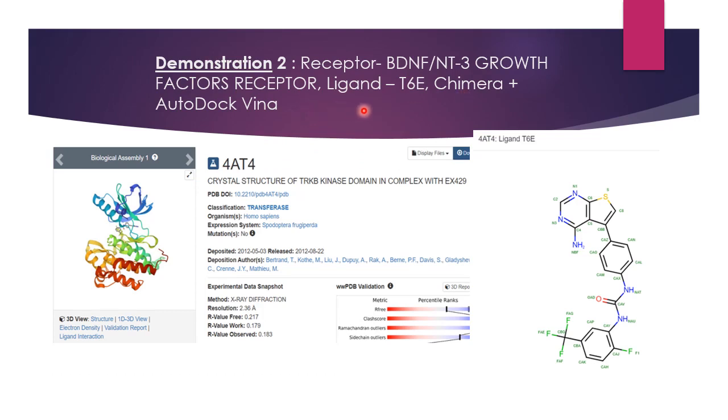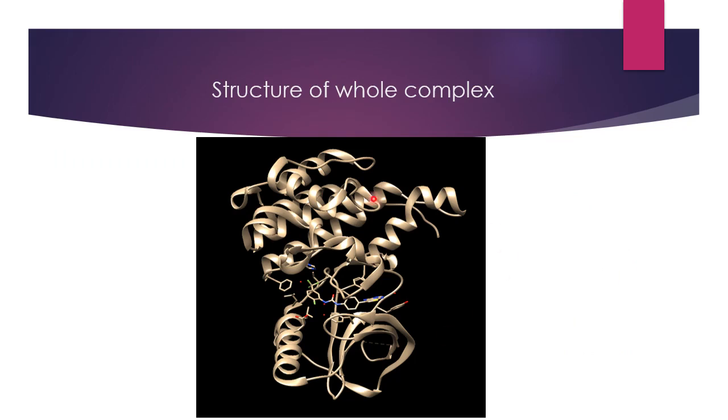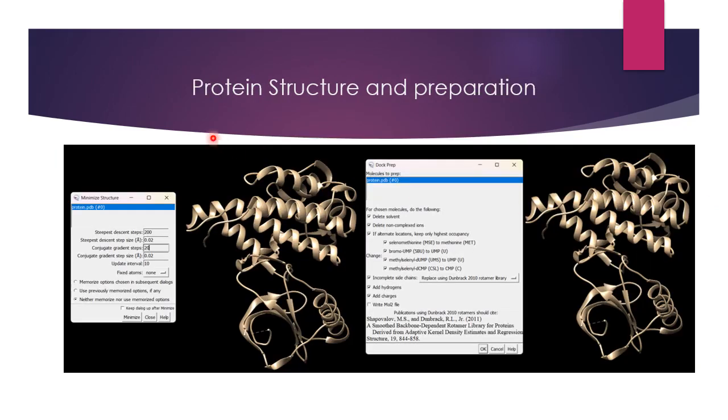I took another protein, that is BDNF. Growth factor receptor is important in neurodegenerative diseases. I performed the same as I have told, Chimera and AutoDock Vina. I took the whole complex. So you can see some non-standard atoms here. So this is the whole complex downloaded from PDB. Then I did the preparation. So this is the protein, I removed those atoms, and this is the basic docking preparation that I've told you.